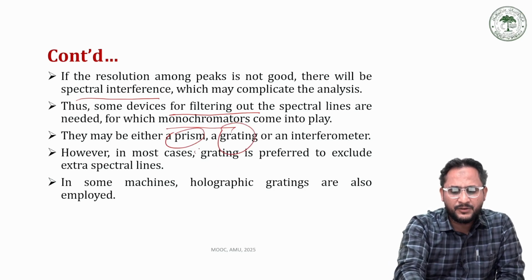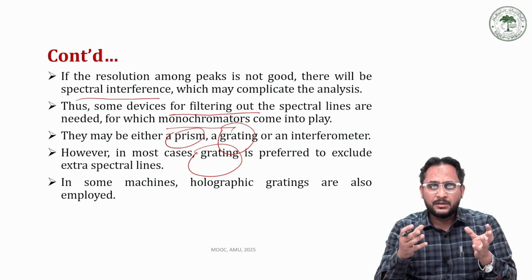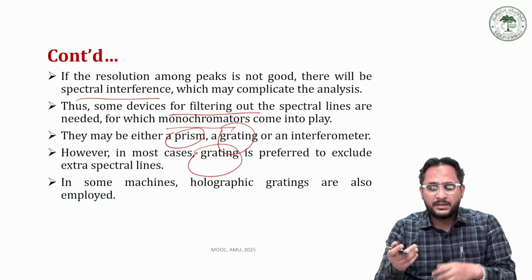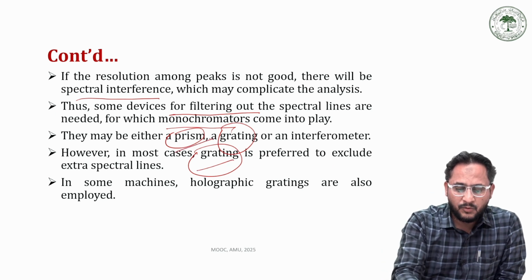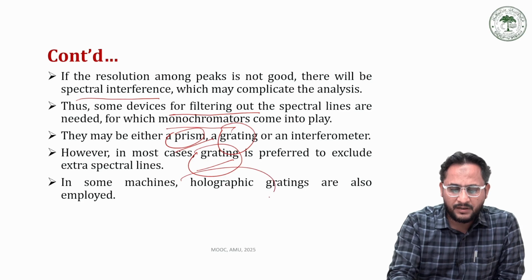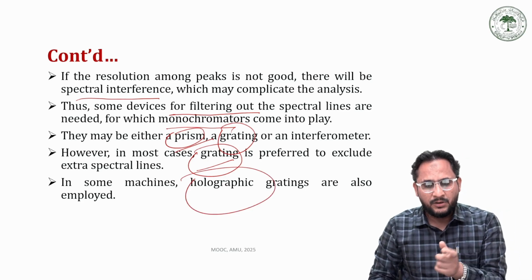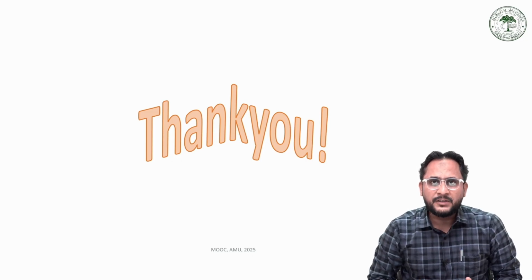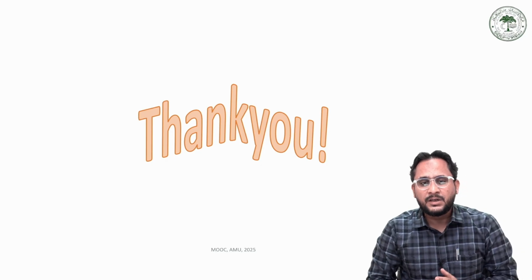In most cases we prefer a grating. In some cases where we need to narrow down the light to a greater extent, we use a grating as well as a prism both. Sometimes a holographic grating is also used to separate light radiation into individual components. With this, we have completed the components of inductively coupled plasma, like the nebulizer, the excitation source, and the monochromator.